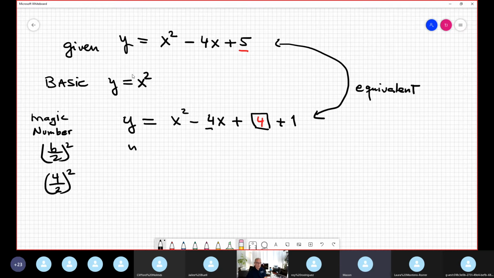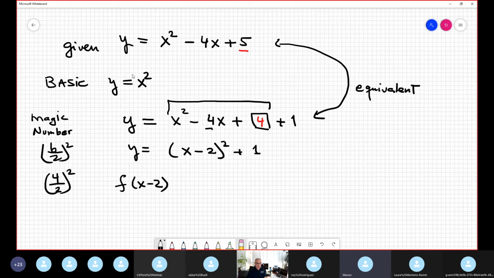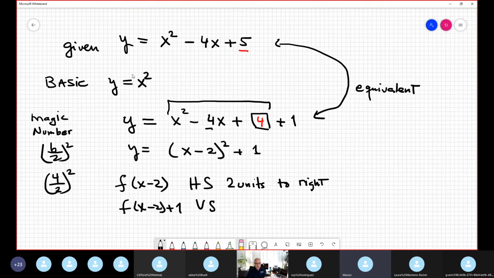Okay, but in this case, I take advantage. This is a perfect square trinomial, and the factorization is (x minus 2) squared. Wow! Now you see super clear what the transformation is. Transformation number 1 is f(x minus 2). It is a horizontal shift 2 units to the right. And the second case, plus 1, well, it's a vertical shift 1 unit up.